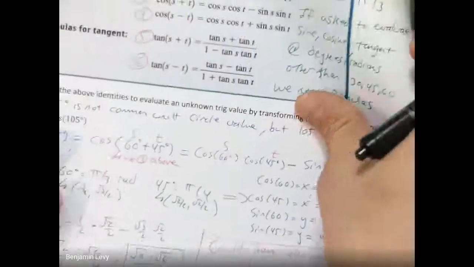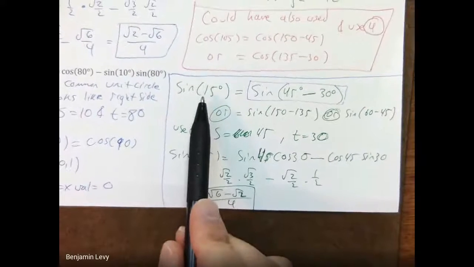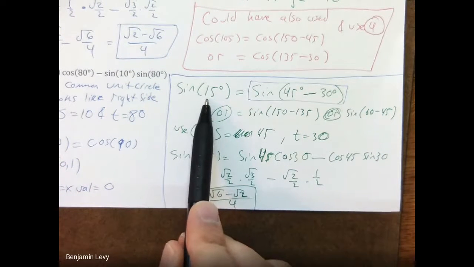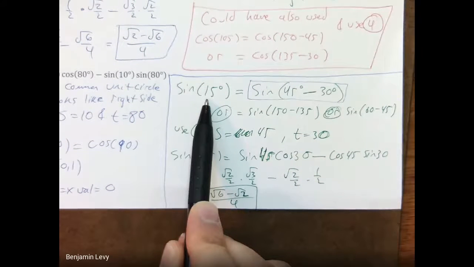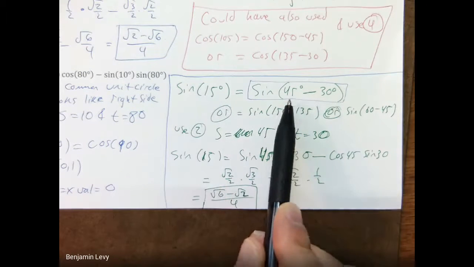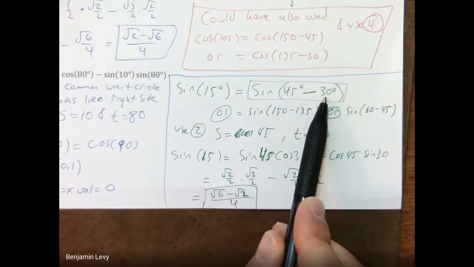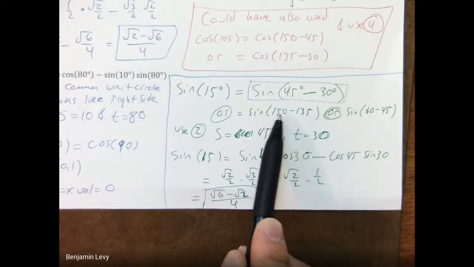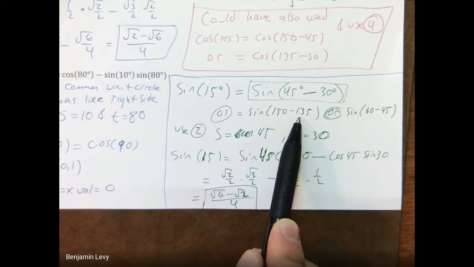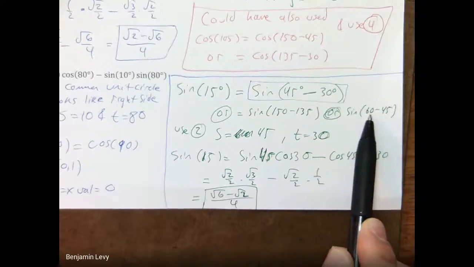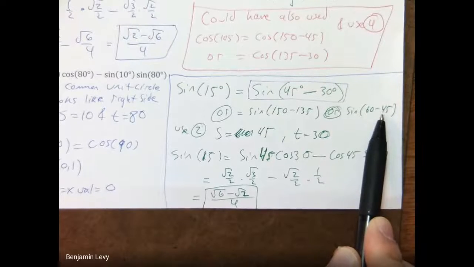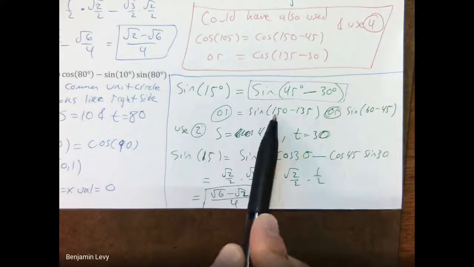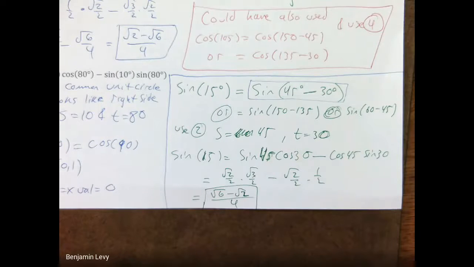A similar example might be this one here. Sine of 15 degrees, right? So we could think about this a number of ways. 15 degrees is not somewhere on the unit circle we know, but 15 degrees equals 45 minus 30, and we know both those places. 15 degrees is also 150 minus 35, and we know both of those places on the unit circle. It could also be 60 minus 45. We know both of those places, right? So there's lots of different ways we could approach 15 degrees. Here's 3 of them.